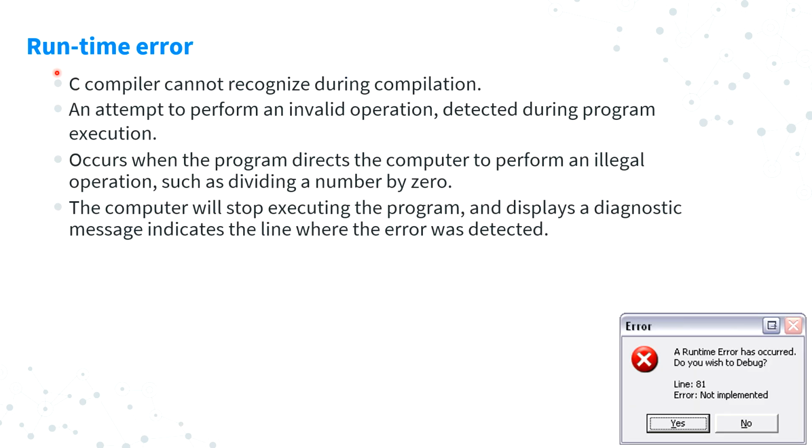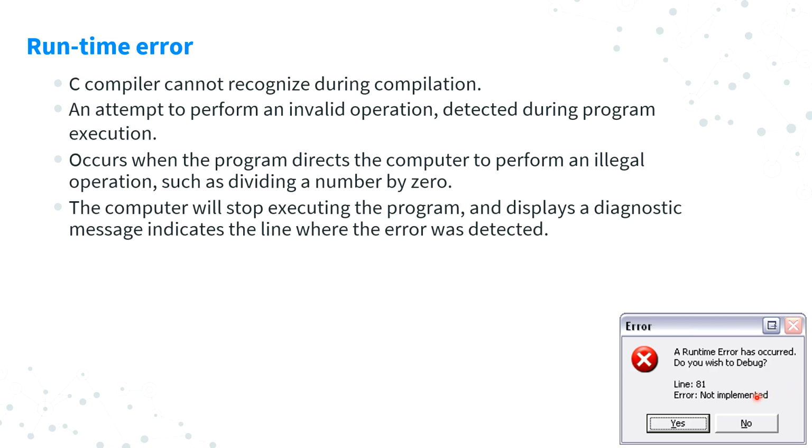Moving on to our second type of error. Sometimes you write a perfect grammar, you get past the compiler, the program starts running, and then suddenly, boom, a pop-up appears saying a runtime error has occurred. So what exactly triggers this error?